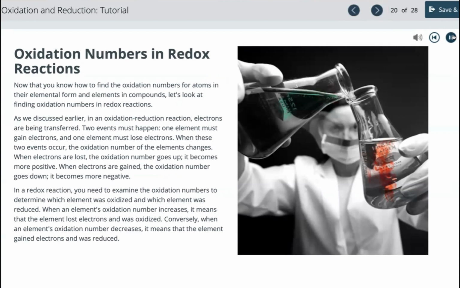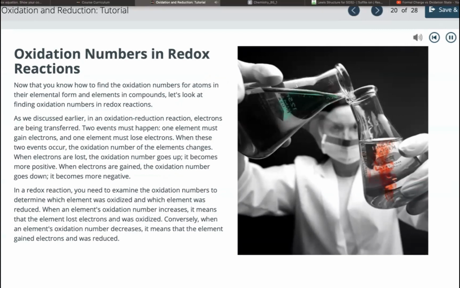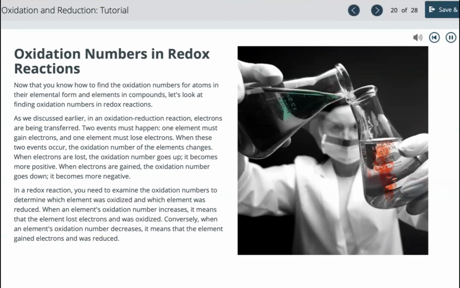Oxidation numbers in redox reactions. Now that you know how to find the oxidation numbers for atoms in their elemental form and elements in compounds, let's look at finding oxidation numbers in redox reactions. As we discussed earlier, in an oxidation-reduction reaction, electrons are being transferred. Two events must happen. One element must gain electrons, and one element must lose electrons. When these two events occur, the oxidation number of the elements changes.